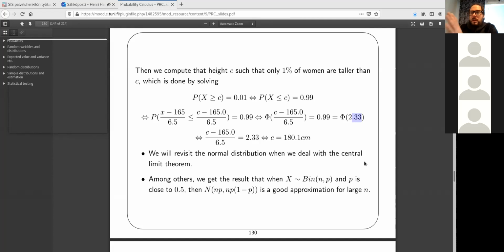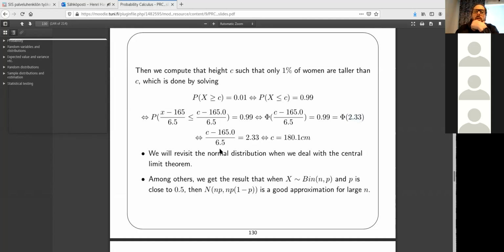I'll show you shortly how that is. You can find this with the norm inverse of the norm CDF. It can be found also in MATLAB, this inverse of the norm CDF. We'll learn this in the exercises. So you take the inverse of this cumulative distribution at 0.99, and you get 2.33.